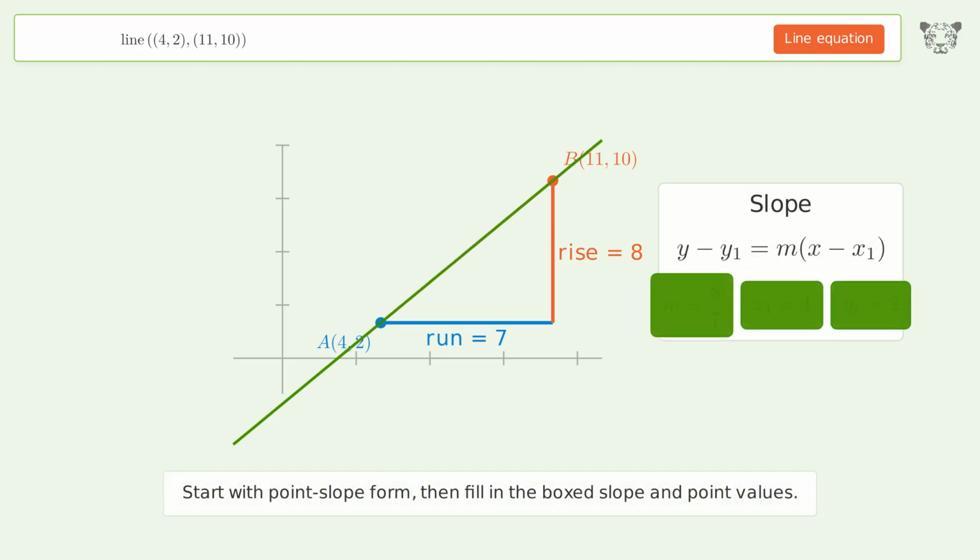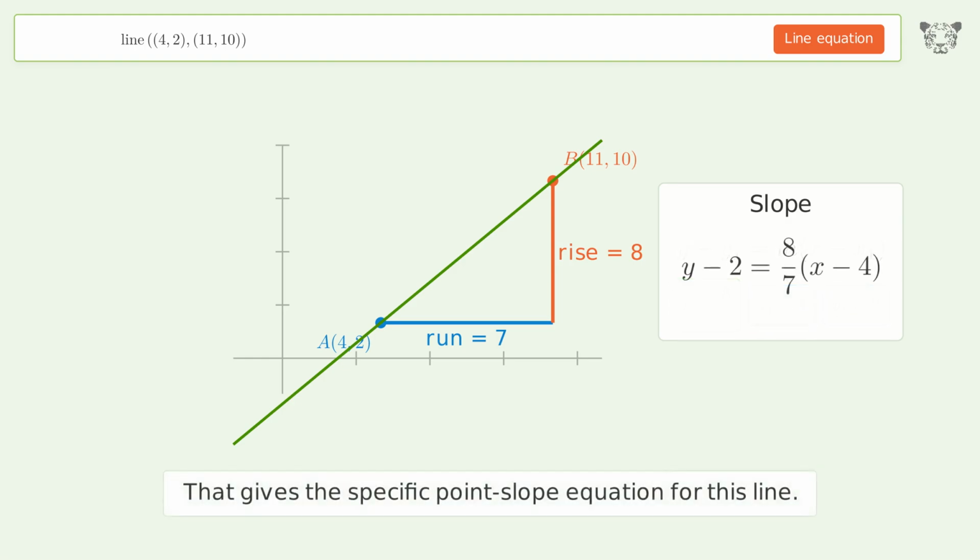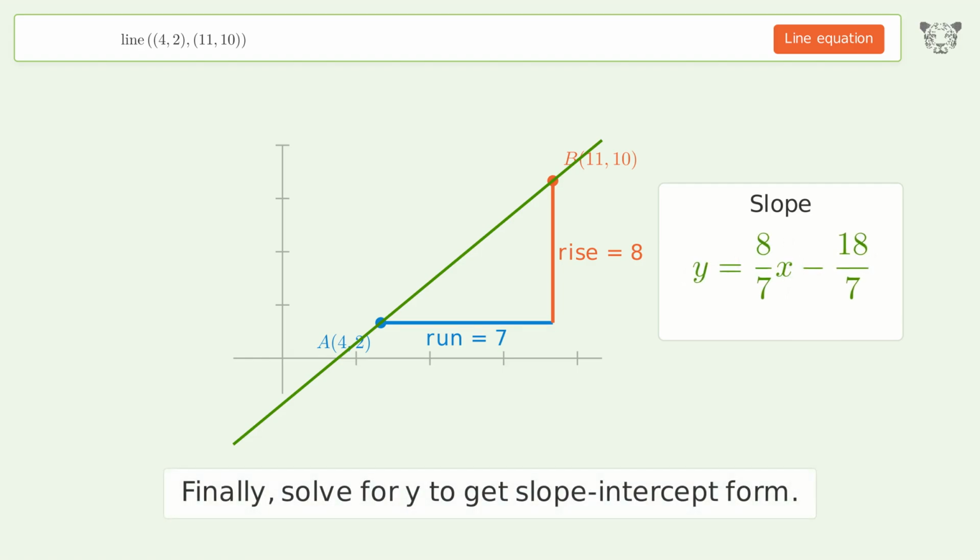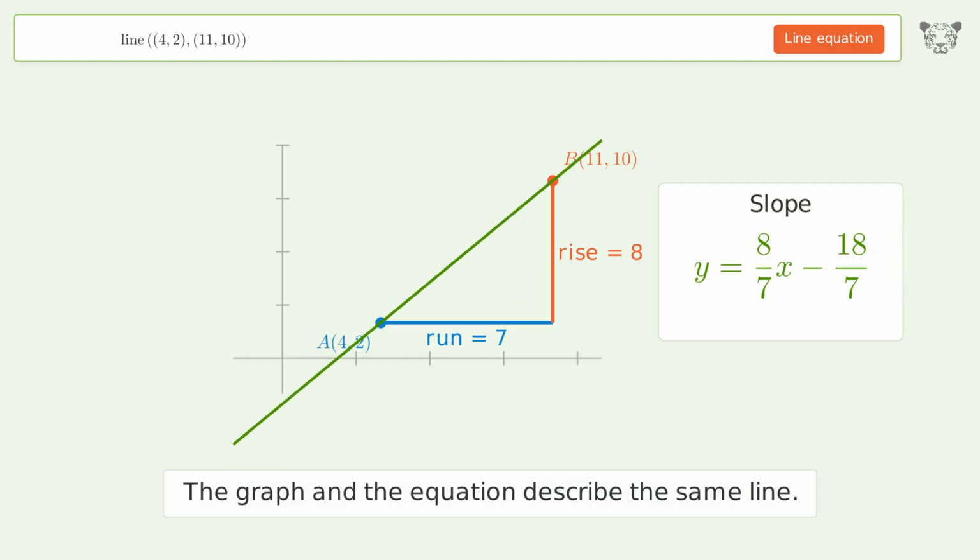Start with point slope form, y minus y1 equals m times x minus x1. Then fill in the boxed values, slope is 8 over 7, x1 is 4, and y1 is 2. That gives the specific point slope equation for this line. Finally, solve for y to get slope intercept form. The graph and the equation describe the same line.